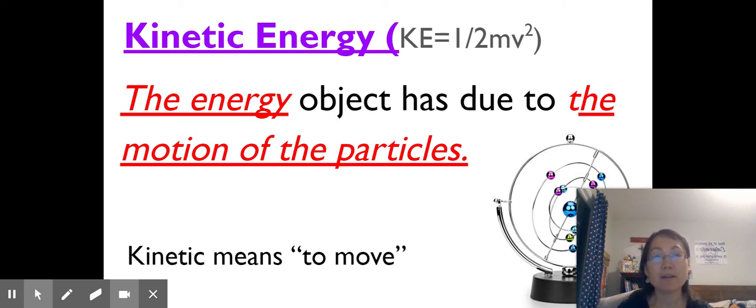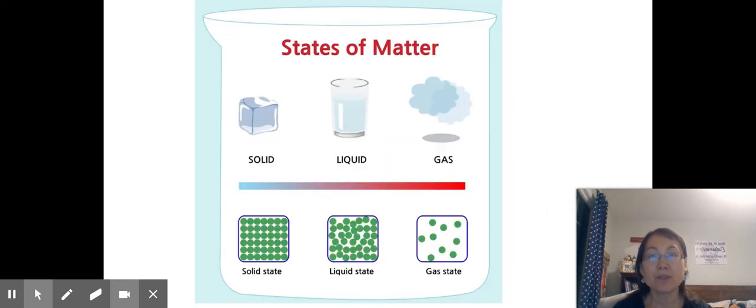So how are we going to calculate kinetic energy? KE is equal to half of mass times the square of velocity. So an object that contains more mass has more kinetic energy, and if the particles inside it have higher velocity, it would have higher energy. Let's have a look at solids, liquids, and gases in terms of kinetic energy.